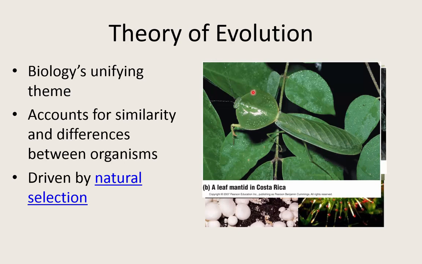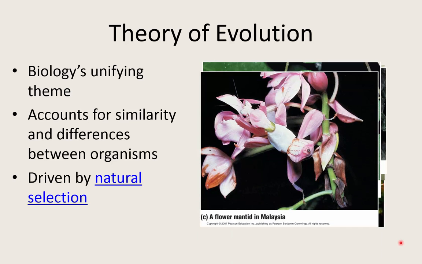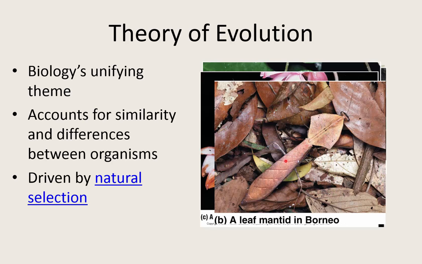Here's more examples of very cryptic or very camouflaged organisms. Here's a leaf mantid, right? Lives around different plants in Costa Rica. This is a flower mantid. It's hard to see it actually. Here's the head, the antennae coming out, the legs. It looks a lot like the flowers in which it lives in Malaysia. This is another mantid that looks like a leaf, again on the forest floor. Again, you can see the head and the antennae, thorax and the abdomen and the legs.